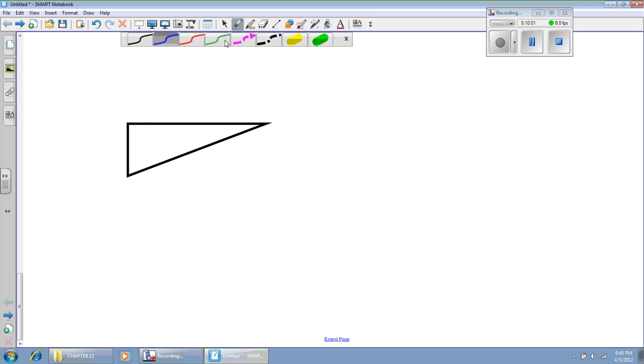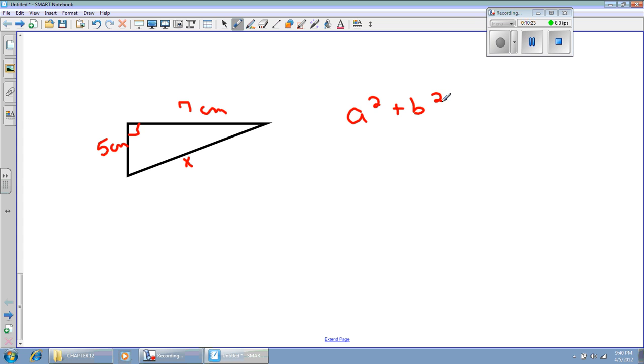Okay, and my right angle is here. And this time I'm going to tell you that this is 7 centimeters, and this is 5 centimeters. Okay, and I want to know this side right here. Well, again, I use a squared plus b squared equals c squared.